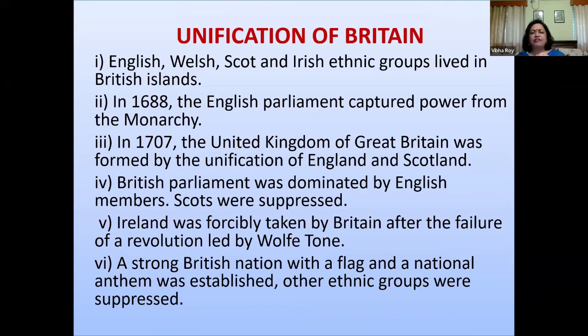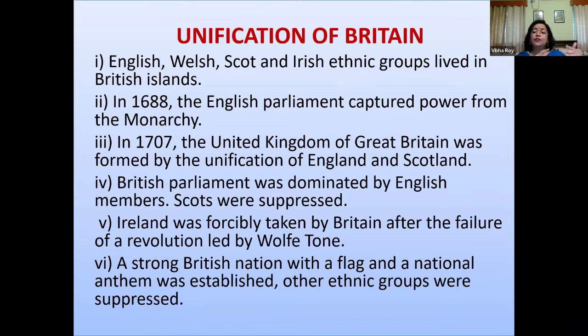So English, Welsh, Scot and Irish ethnic groups lived in the British Isles. So many groups were there together in Britain. In 1688, the English Parliament captured power from the monarchy. In 1707, the United Kingdom of Great Britain was formed by the unification of England and Scotland. So both came together. The British Parliament was dominated by English members, and the Scots were suppressed. They had no say in it.